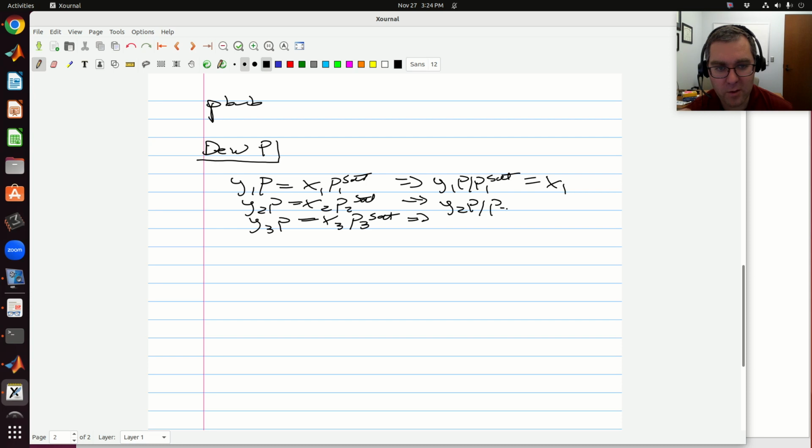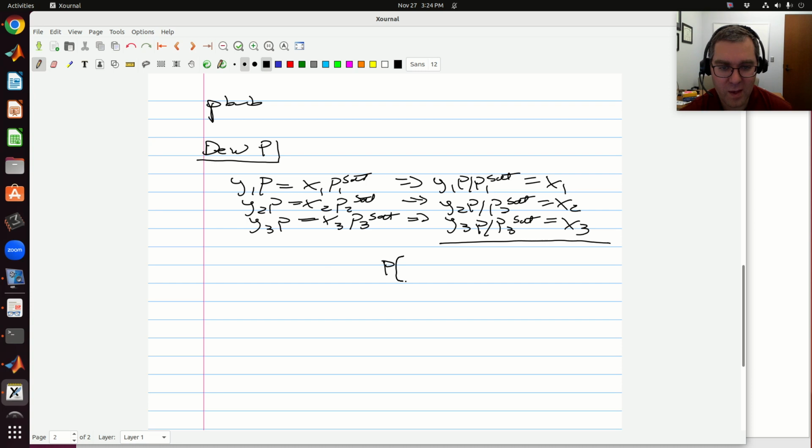Y2 P divided by P2 sat is equal to x2, and y3 P divided by P3 sat is equal to x3. Because now when I add them together, on the right-hand side I just have x1 plus x2 plus x3, right? That's just 1. On the left-hand side, when I add these together, this is the same P, right?